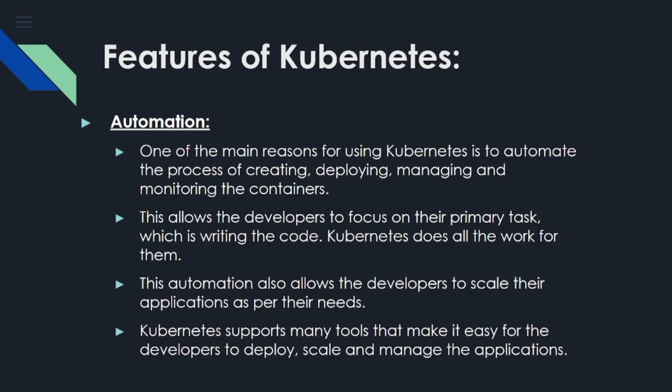Some features of Kubernetes. Automation. One of the main reasons for using Kubernetes is to automate the process of creating, deploying, managing, and monitoring the containers. This allows the developers to focus on their primary task, which is writing the code. Kubernetes does all the work for them. This automation also allows the developers to scale their applications as per their needs. Kubernetes supports many tools that make it easy for the developers to deploy, scale, and manage the application.